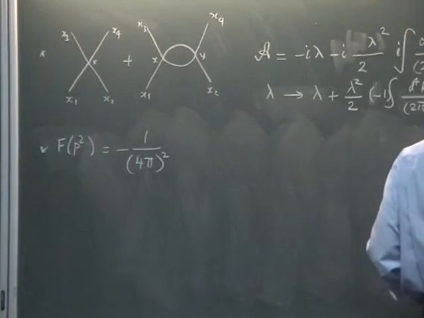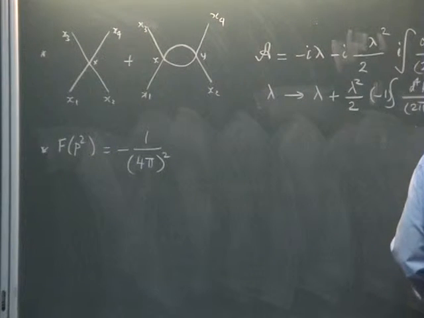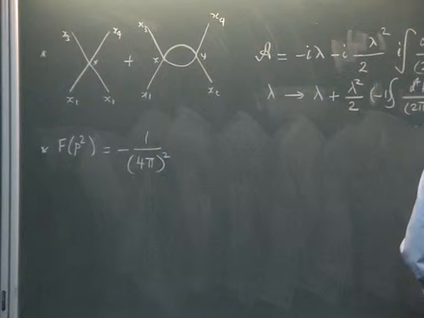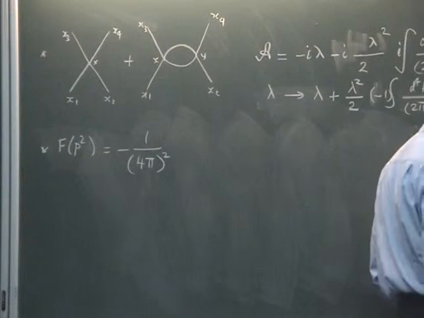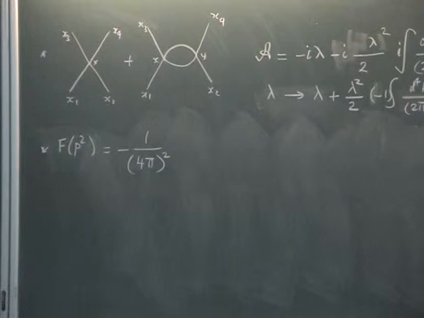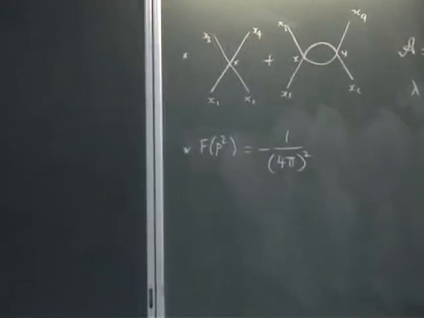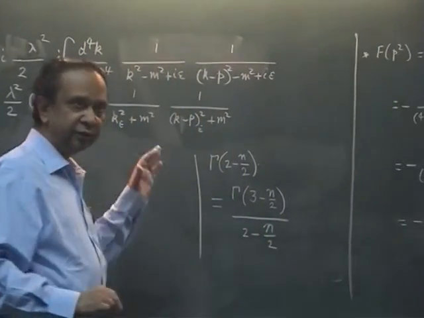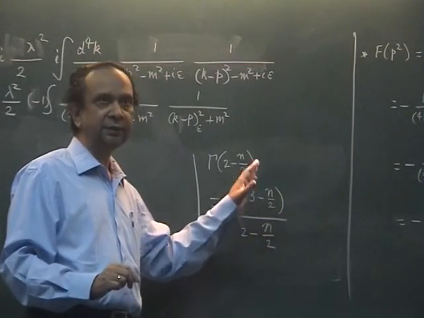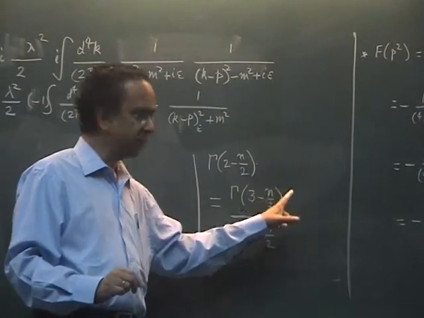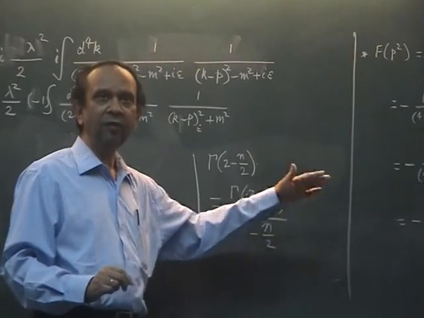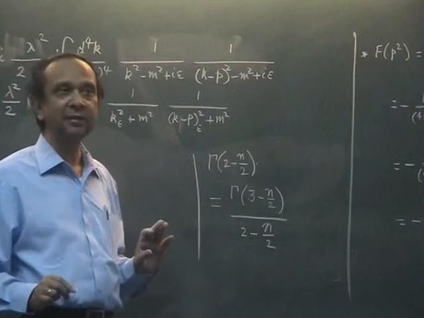Now let us look at this gamma function. So you have gamma of 2 minus n by 2, which we will write as gamma of 3 minus n by 2 upon 2 minus n by 2. This is just using the fact that gamma of 3 minus n by 2 is argument minus 1, which is 2 minus n by 2 times gamma of 2 minus n by 2, and that 2 minus n by 2 I have explicitly cancelled out.